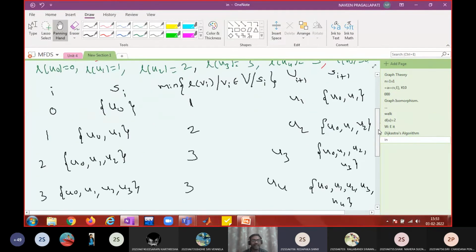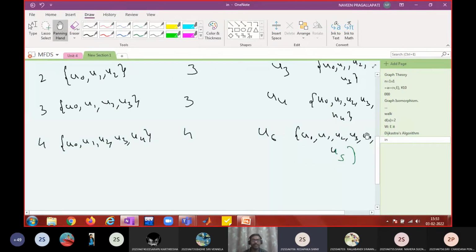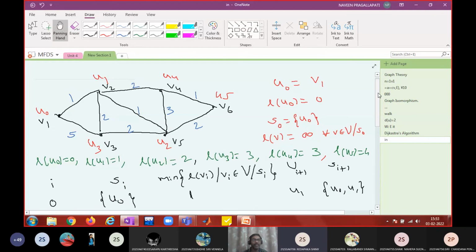I can tell the distance here from this table. Suppose you want the shortest distance from u0 to u4. What is the shortest distance? You can see here 3. And what is the shortest distance from u0 to u5? That is 4. You can see 4. 1 plus 2 plus 1, 4. There exists a shortest path of minimum weight.